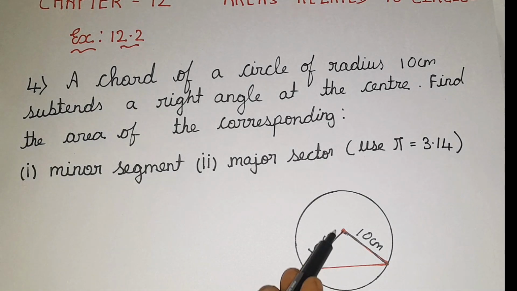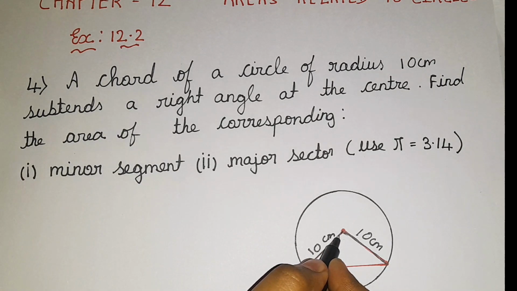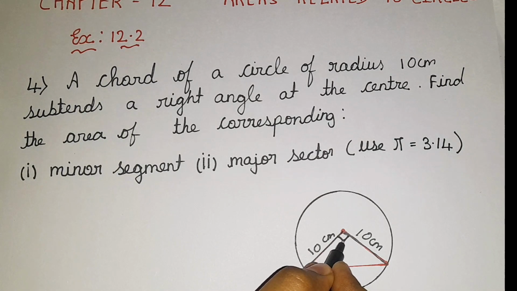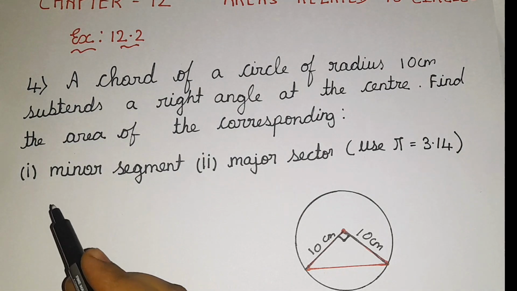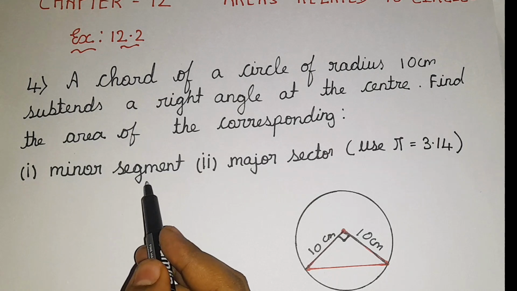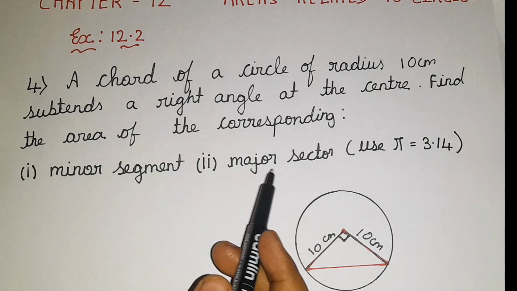The chord subtends a right angle at the center. Since you guys know this is the center, there is a right angle here. Right angle means 90 degrees. We use this symbol for representing 90 degrees, so likewise we did it. What are we supposed to find? We are supposed to find the area of the corresponding, that means the area of the minor segment and the area of the major segment.